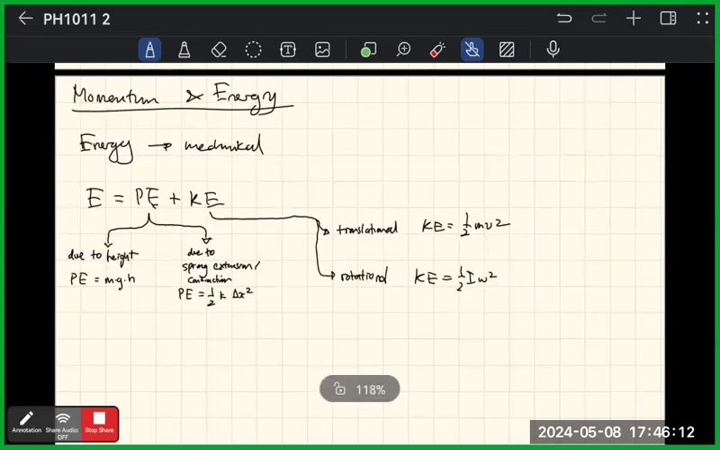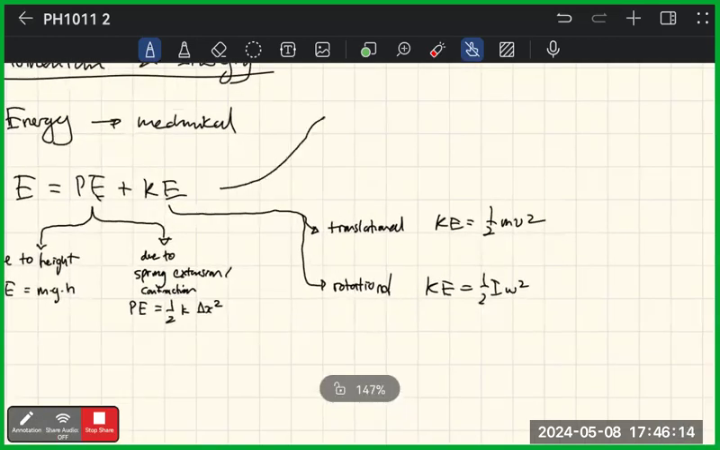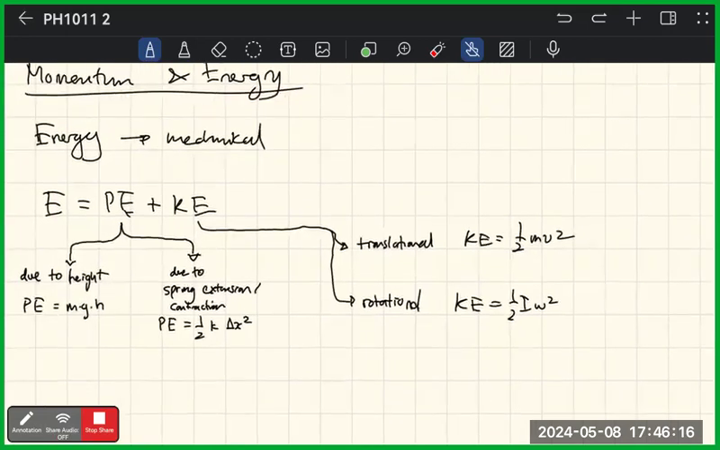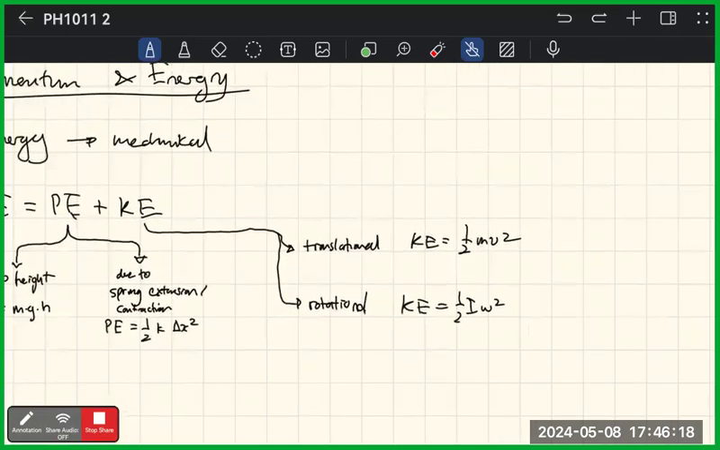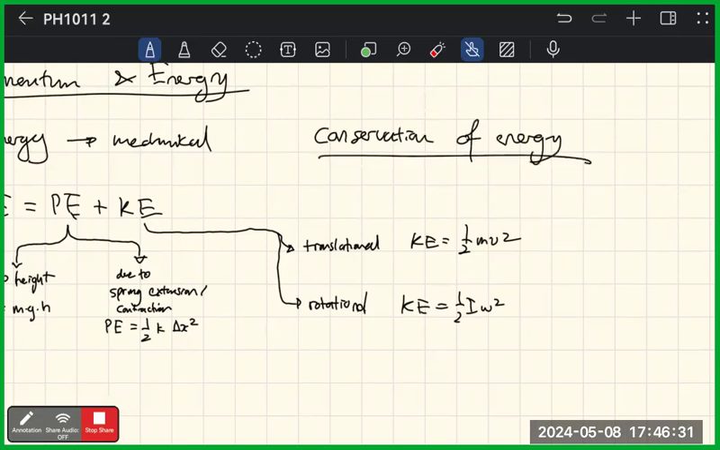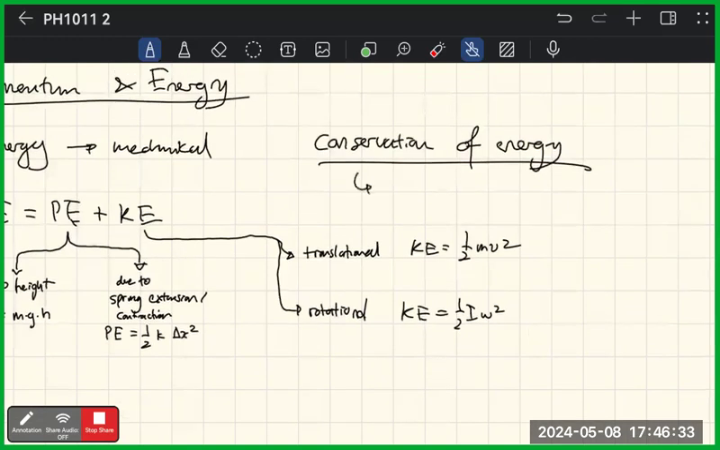So most of the questions on energy will be dealt with through the conservation of energy. Mostly on the quiz and the exam, it will be on conservation of energy, which is E1 equals E2. Yeah, I think that's it.